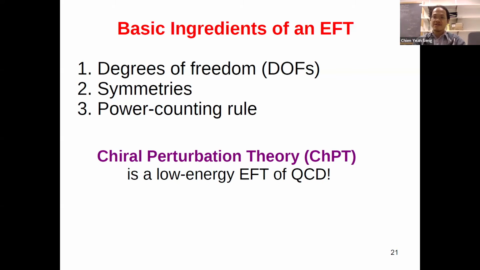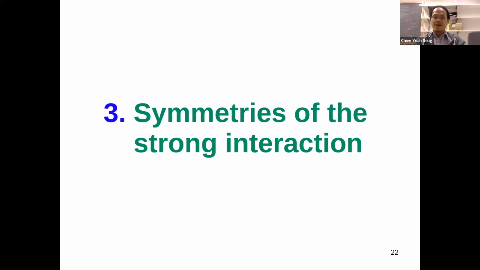So chiral perturbation theory, or Chi-PT in short, is exactly a low energy effective field theory of quantum chromodynamics. So therefore, to construct chiral perturbation theory, we need to first identify the degrees of freedom that we want, the symmetries of the QCD, and what's the power counting rule. So to do so, let's study the symmetries of the strong interaction, namely the symmetry of QCD.